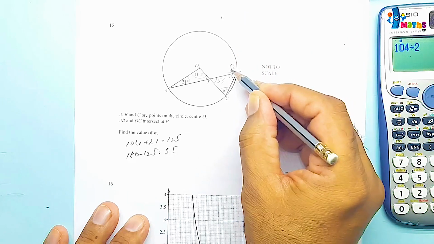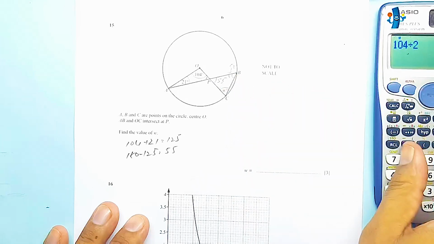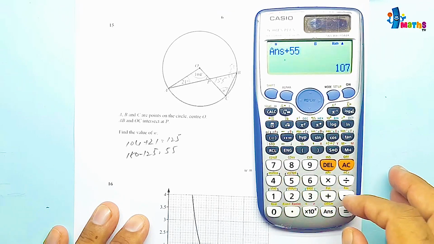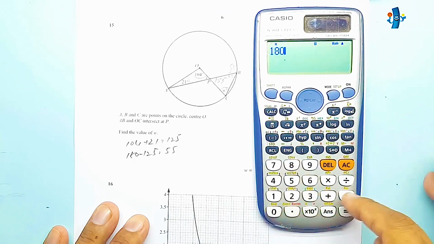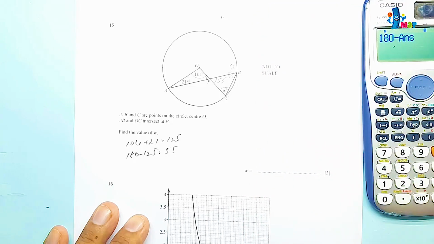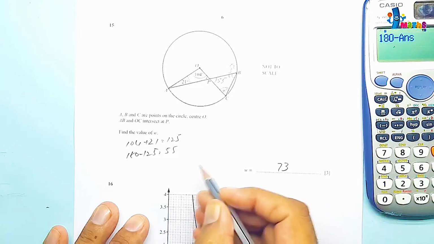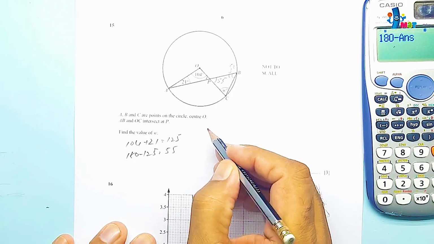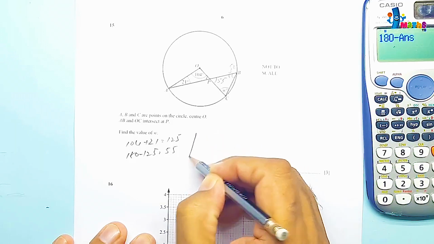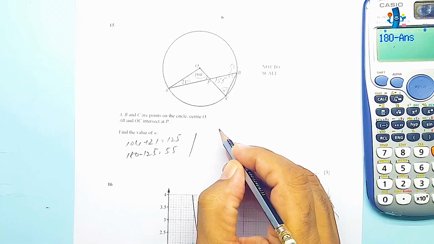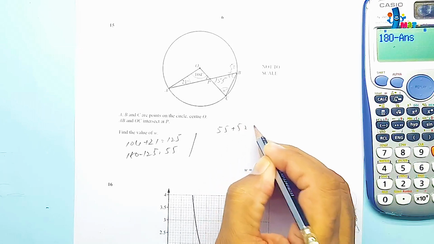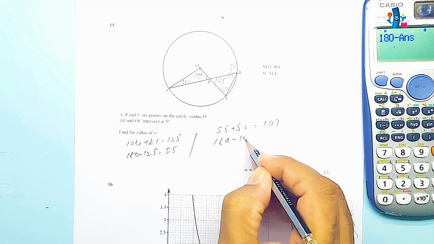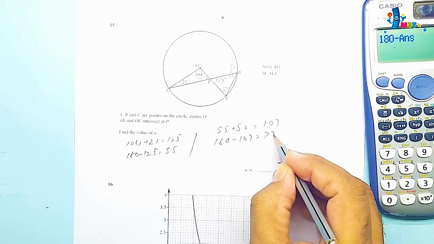This angle is 52 and this angle is 55. So the remaining angle will be how much? 52 plus 55 is equal to 107. So 180 minus the answer will be equal to 73. So this angle will be 73. So you can show here, for example, 180, this will be 55 plus 52 equal to 107. So 180 minus 107 will be equal to 73.